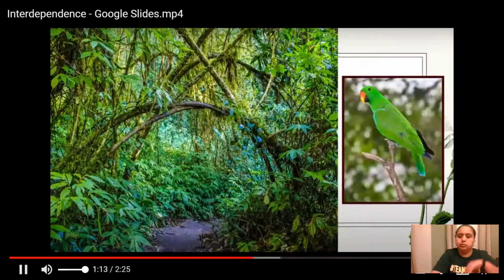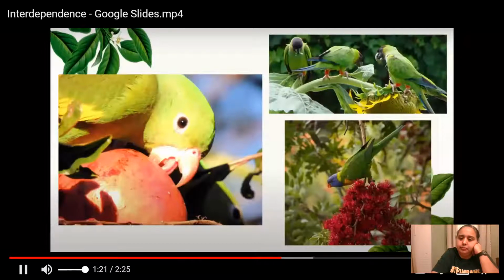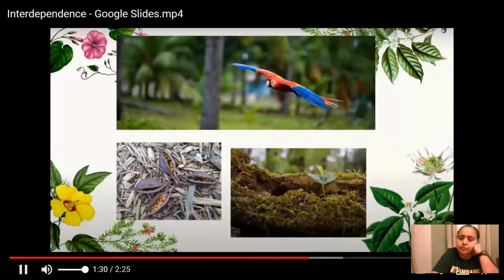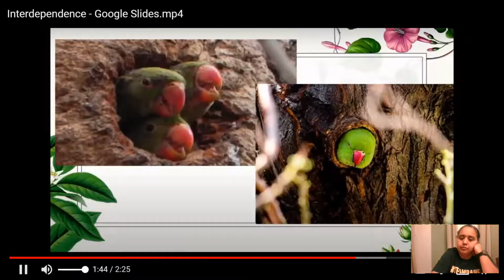Let's look at how parrots depend on plants and the plants depend on the parrots. Parrots spend their day looking for seeds, fruits, and flowers to eat from plants. When the parrot flies away, the seeds fall a good distance from the adult plant to give it space to grow. Parrots also depend on dead or once living tree trunks to build their nest or for shelter.